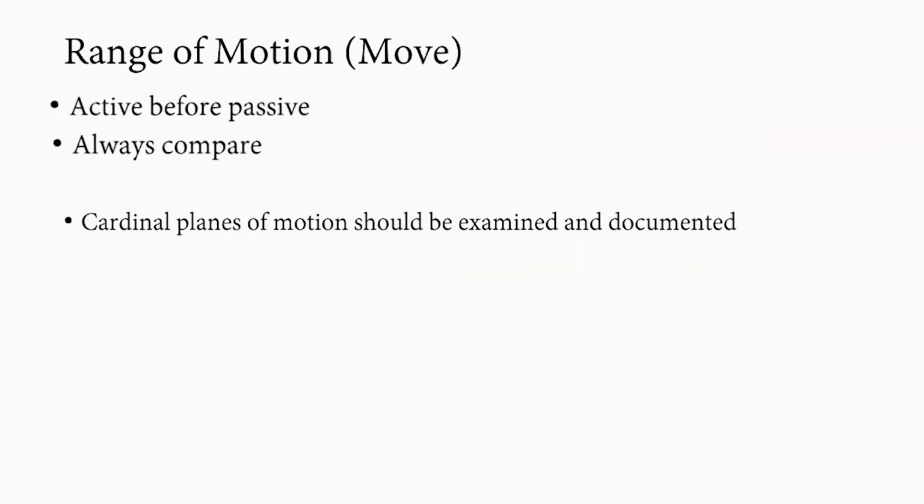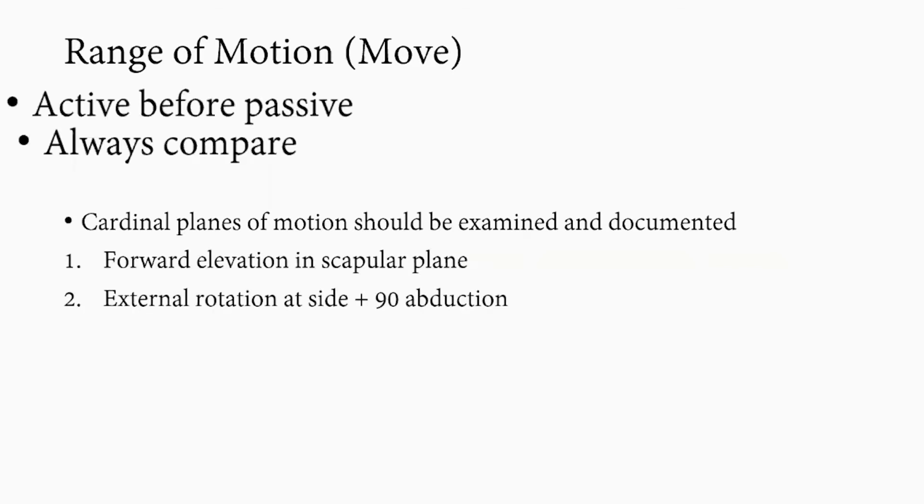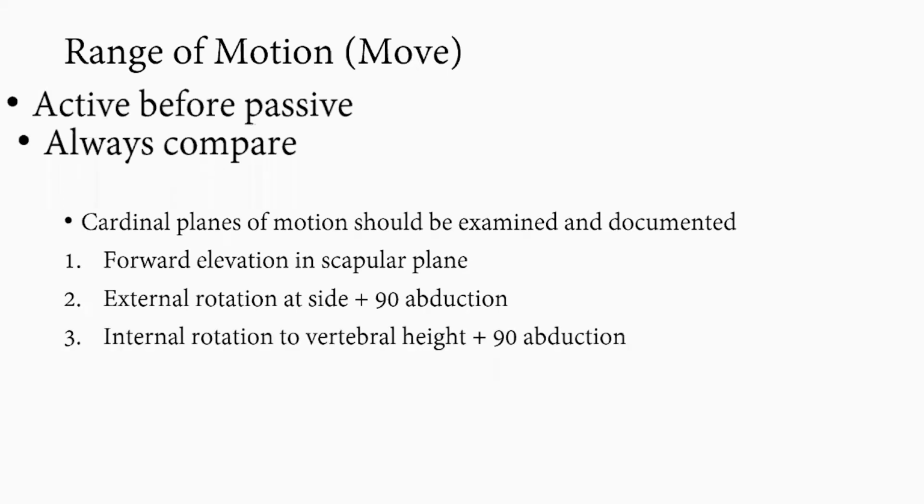For range of motion, test active before passive range of motion, and you should always compare both sides, because not all individuals have the same range of motion. There are 3 cardinal planes of motion that should be examined and documented: forward elevation in the scapular plane, external rotation both at the side and at 90 degrees of abduction, and internal rotation to the vertebral height and also at 90 degrees of abduction.